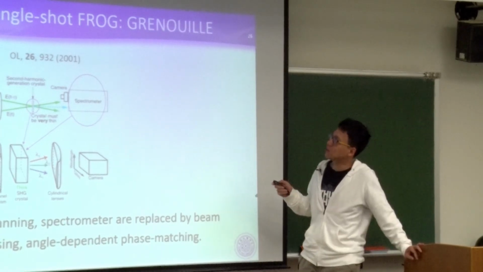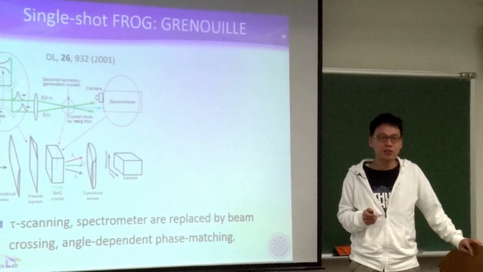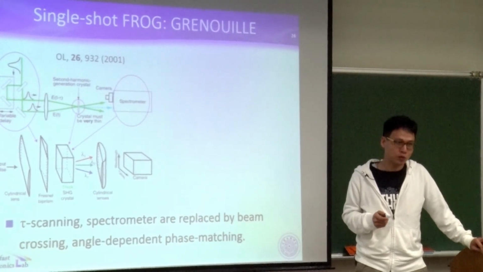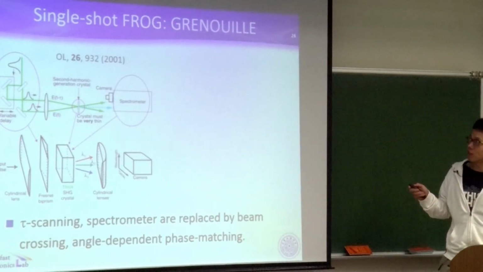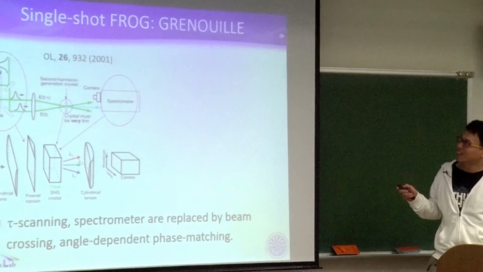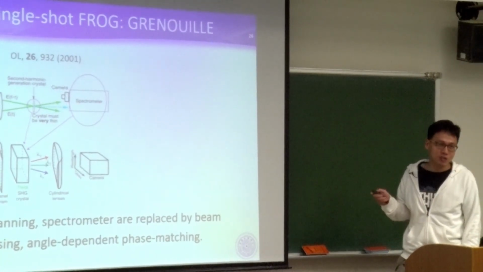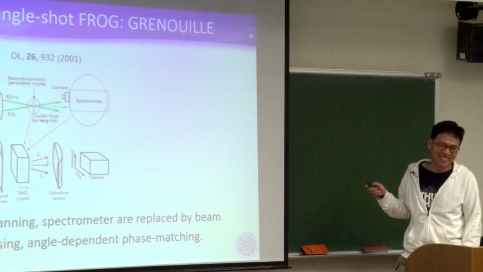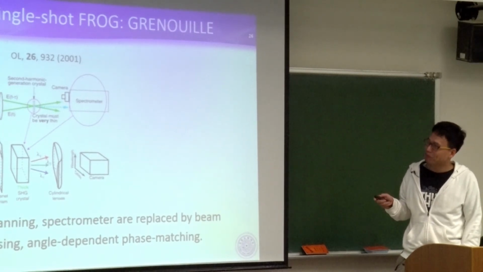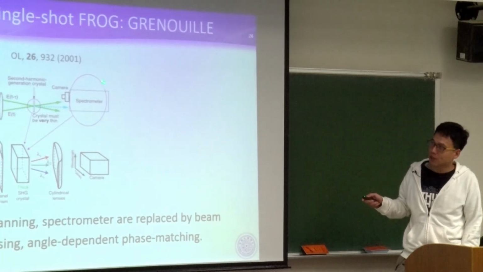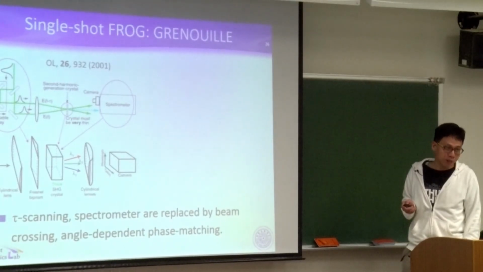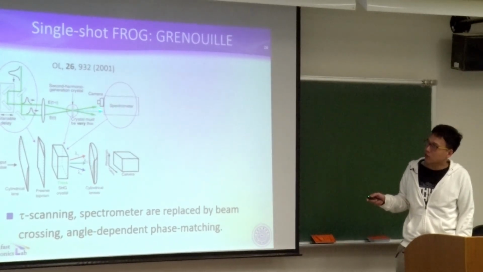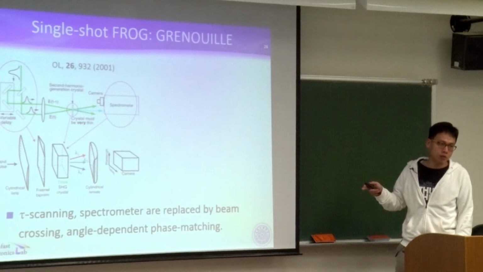The last one is about single-shot FROG. We talked about single-shot intensity autocorrelation, and it's also possible to do FROG with a single shot. This is the so-called Grenouille technology. It looks complicated, but actually it's just the French for frog. So how do they do that? This is the original SHG FROG setup. You need a Michelson interferometer to get two pulse replicas. You need a thin crystal and a spectrometer to measure the power spectrum for each delay, right?